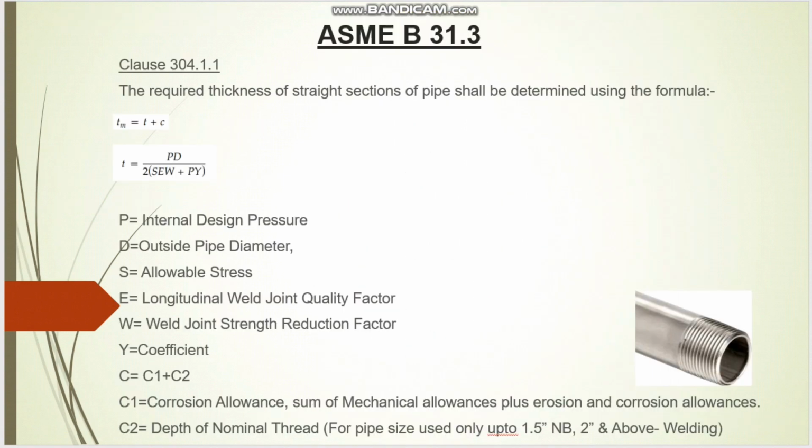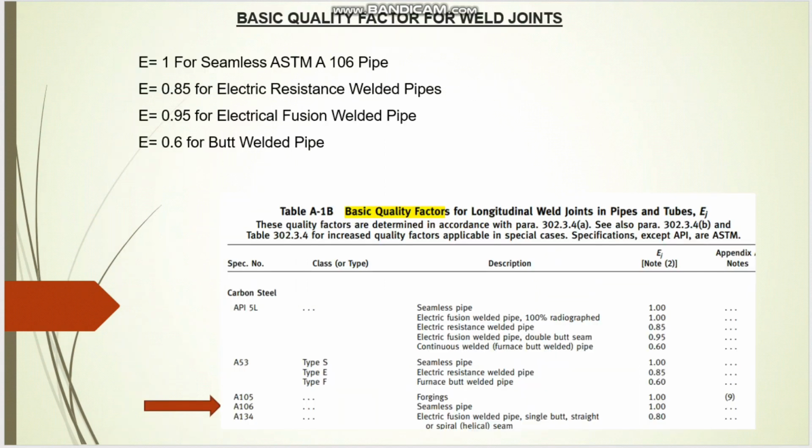So here the allowable stress is calculated. The next one we need is the weld joint quality factor. The same ASME B31.3 we can use to find this one also. Here you can see the ASME B31.3 basic quality factor from Table A-1B, and normally the quality factor is 1 for the seamless joint, because there is no welding joint in the seamless one, and 0.85 for the electric resistance welded pipes, ERW pipes.